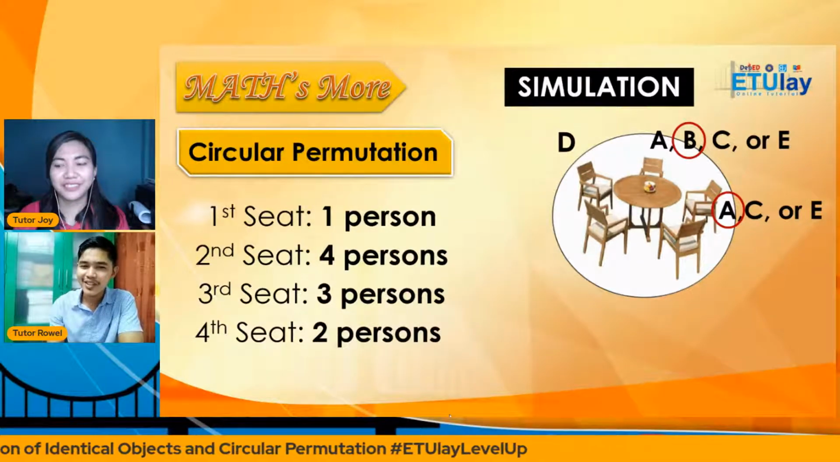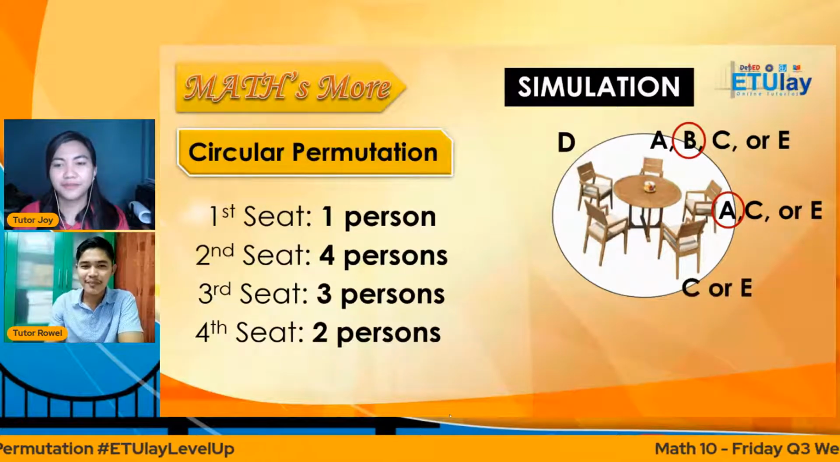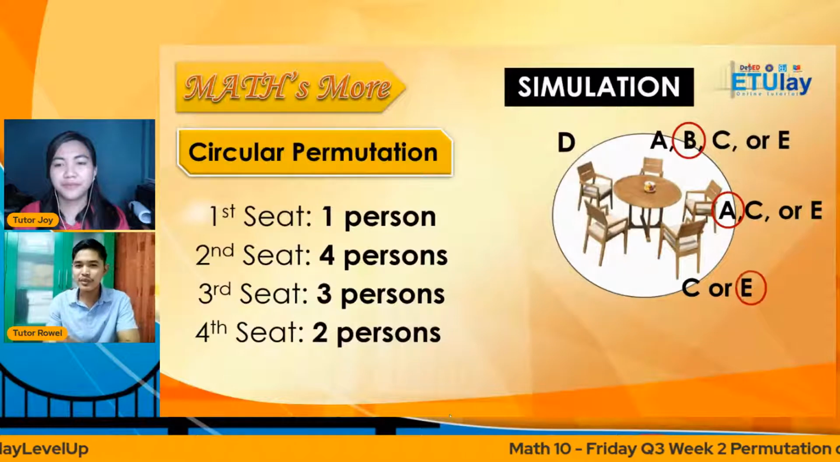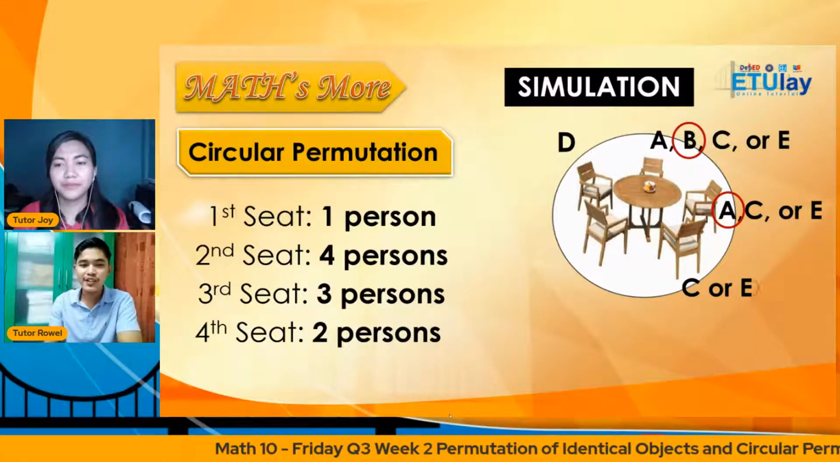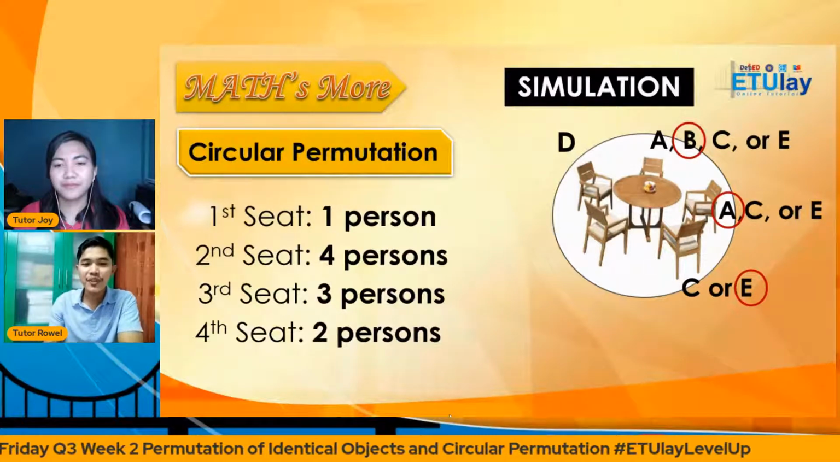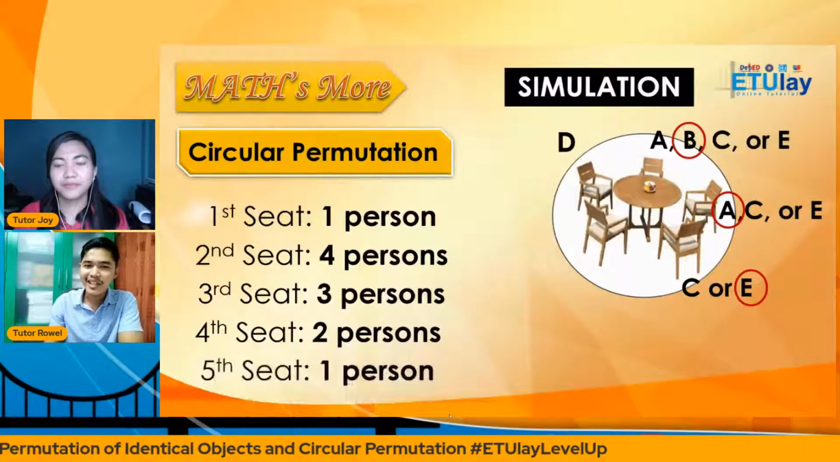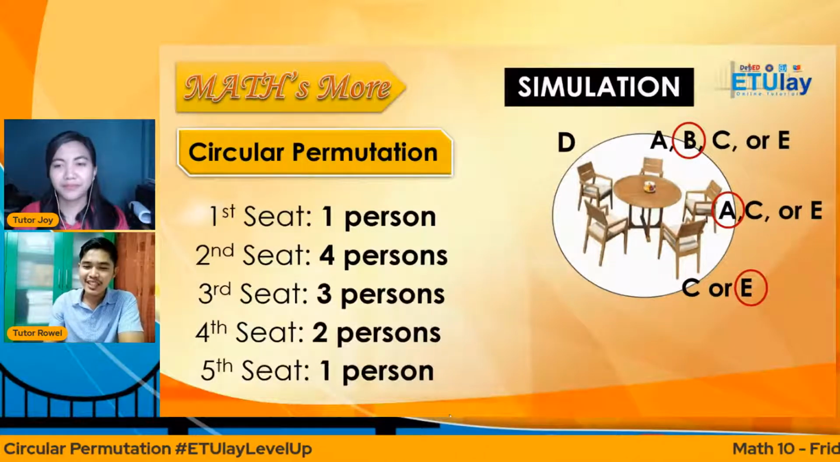May dalawa na lang. Sino yon? Si C or si E. Di ba? Dalawa yung pwedeng umupo diyan. Dalawa yung pipiliin natin. And kapag pinili natin si person E, may isa na lang na natitira para sa fifth seat. Sino kaya yon? Si person C.